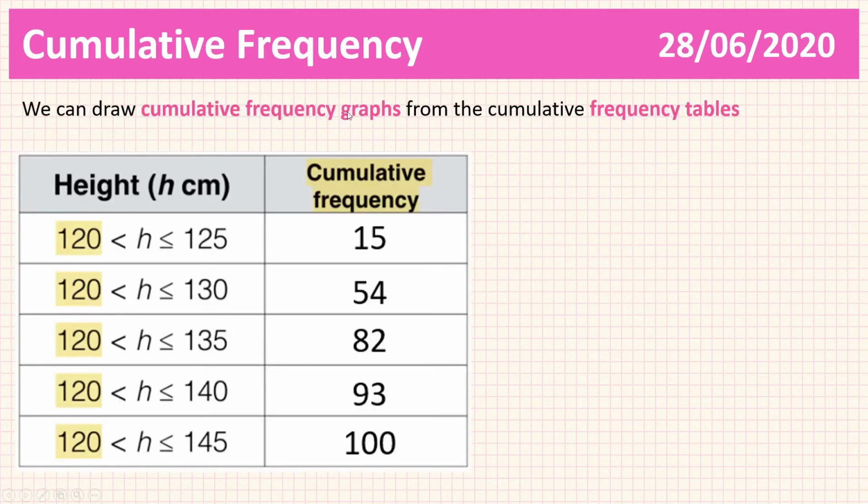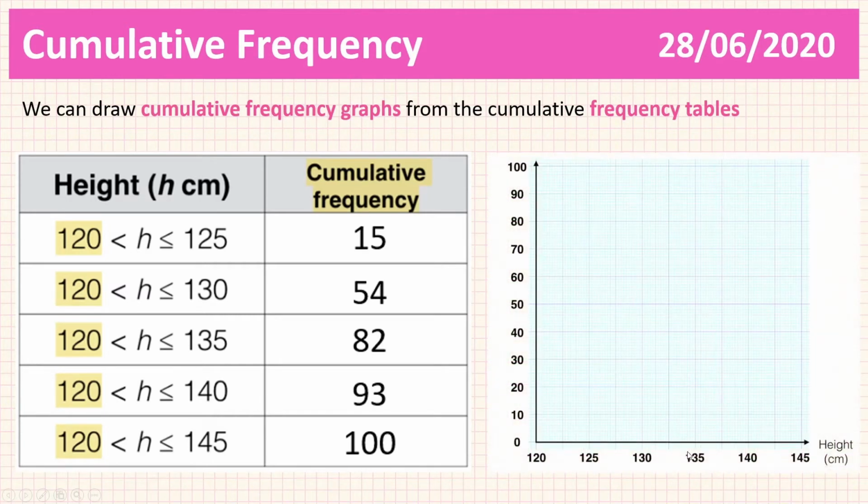So we're going to draw the cumulative frequency graph for this data. So here's our data set. We're going to draw the cumulative frequency graph for this piece of data. To help us draw this, I'm going to help you out. I'm going to give you what the axes should look like. So your axes should look like this.